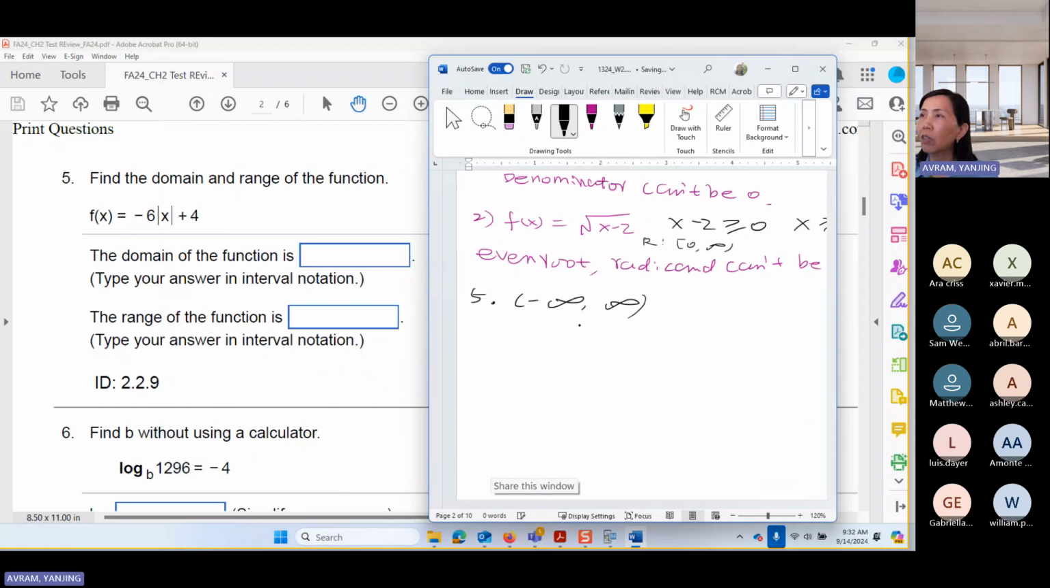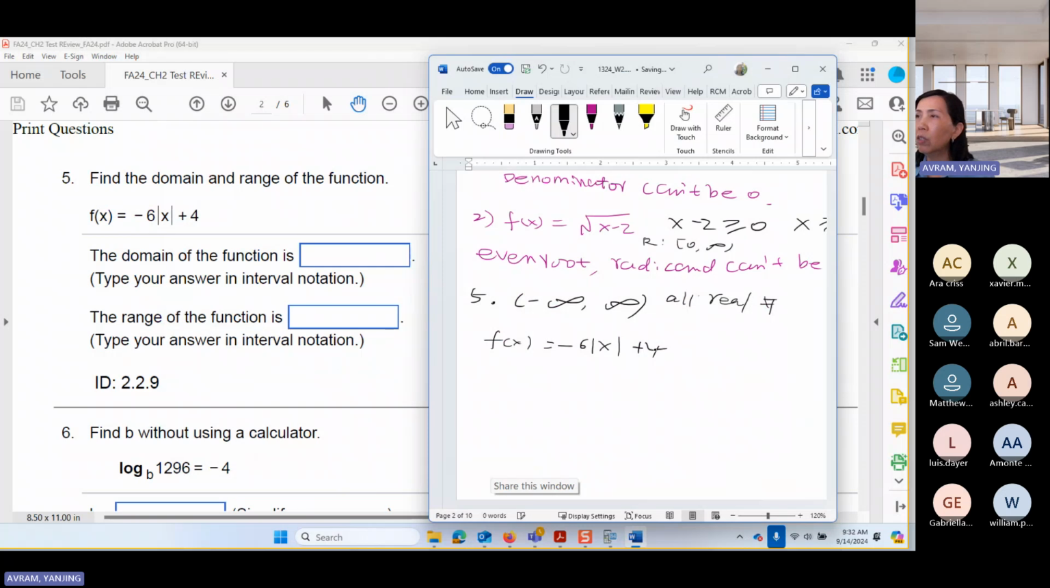Positive infinity. Okay, so this one is all real numbers. All right, and then we have an absolute value of x. This is negative 6 plus 4.